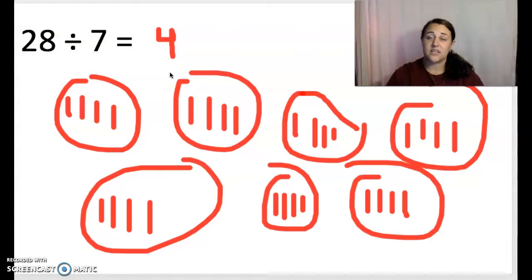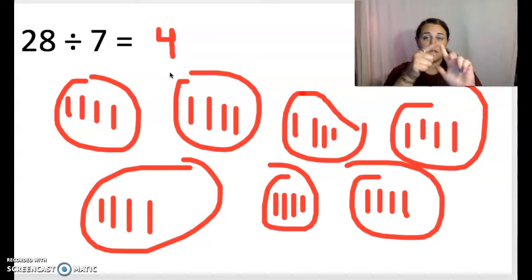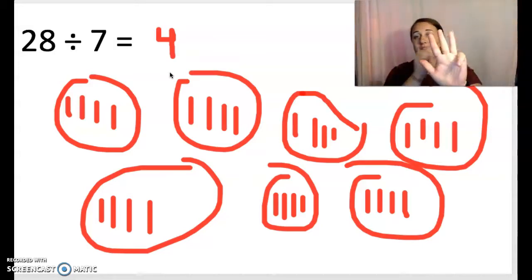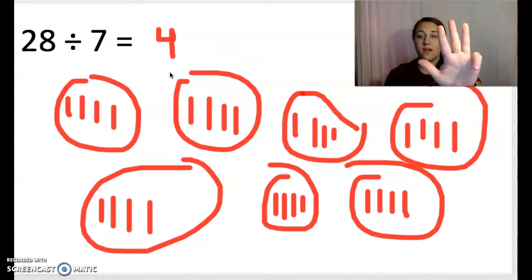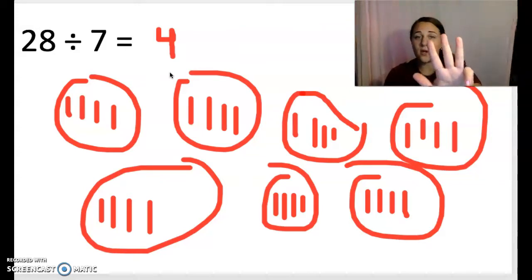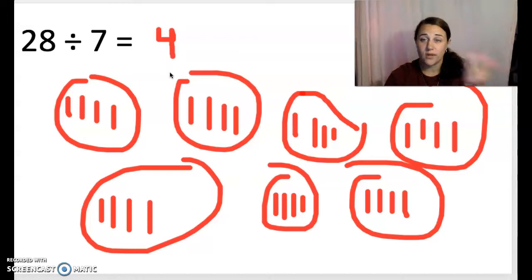Now again, friends, if we were able to skip count and memorize how to skip count by 7, this would also help us to solve this. Because I could skip count on my fingers, so I have 7, 14, 21, 28. How many fingers do I have up? 1, 2, 3, 4. So my answer must be 4.